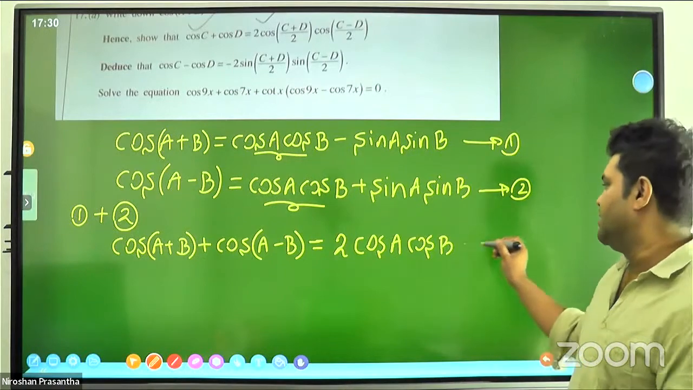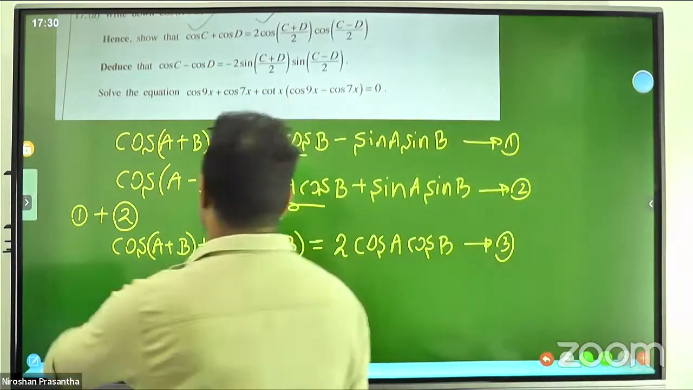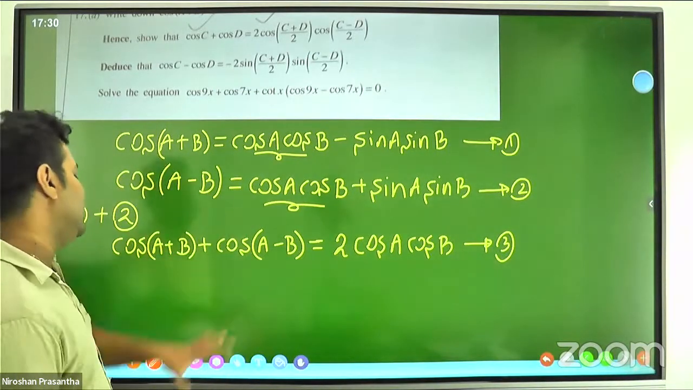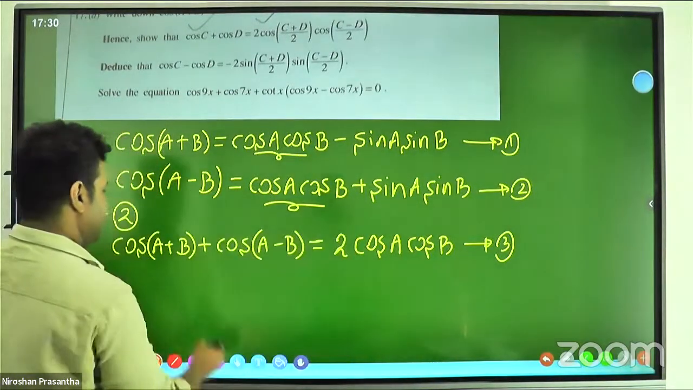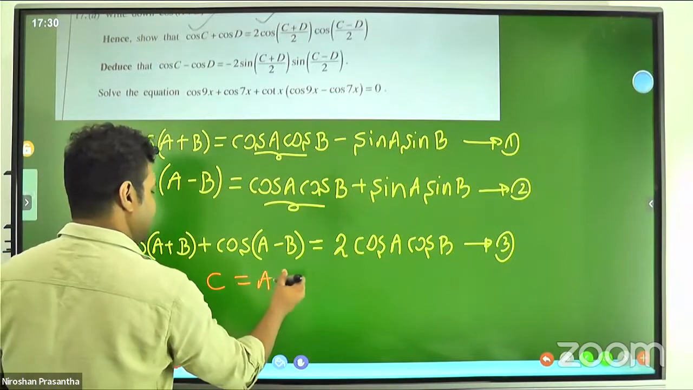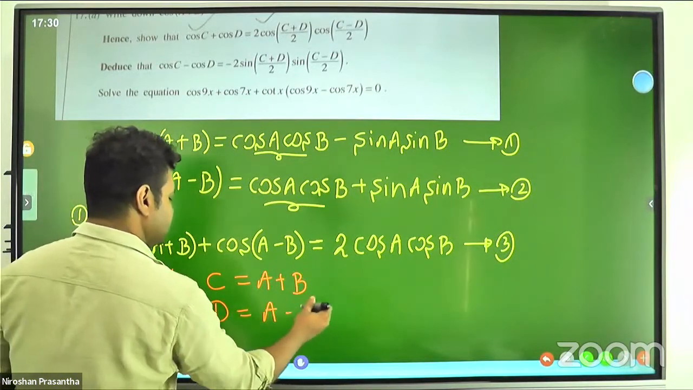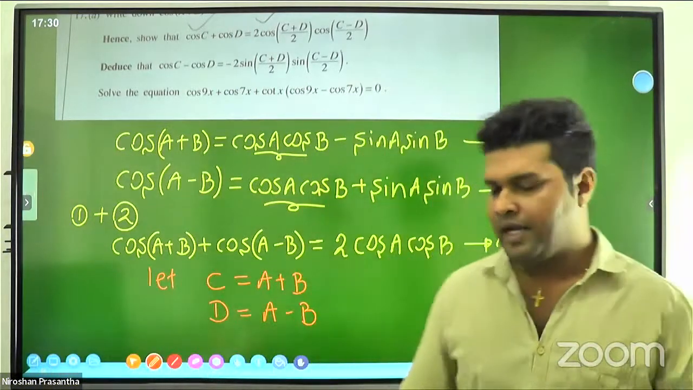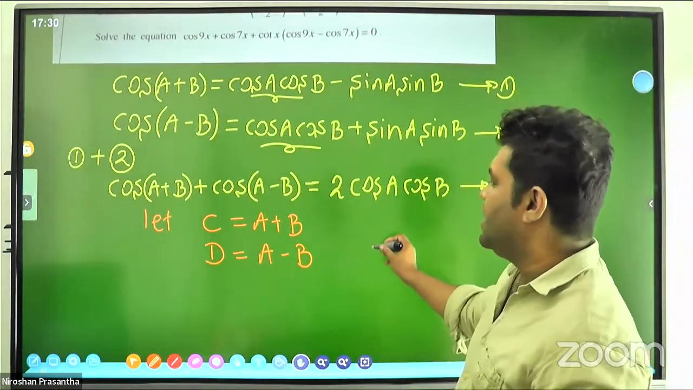This is equation number 3. Now there should be cos C plus cos D. To have cos C and D, you must additionally write down what C and D are. Let C equal A plus B, and D equal A minus B. Get it?